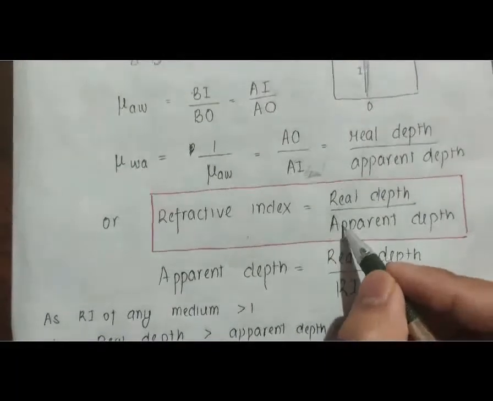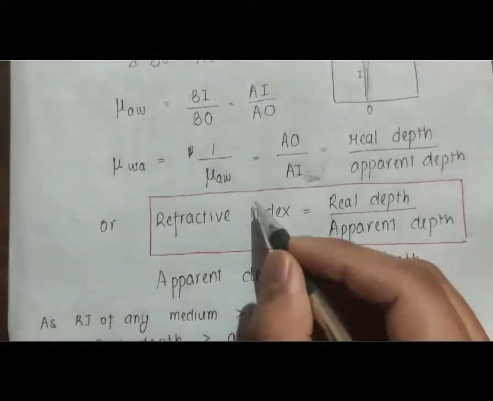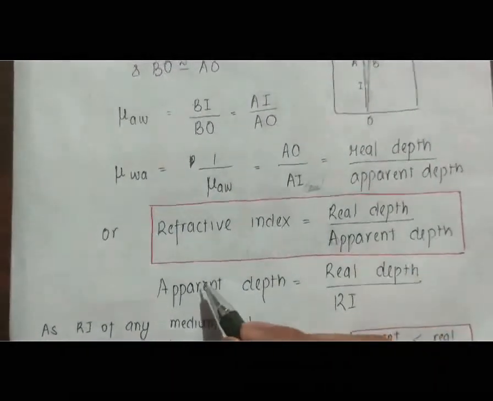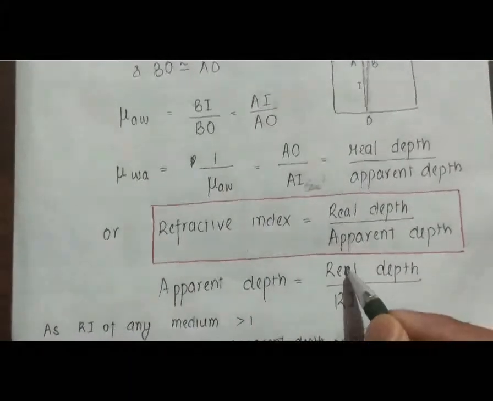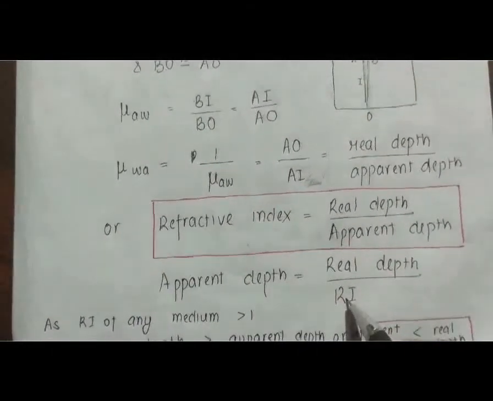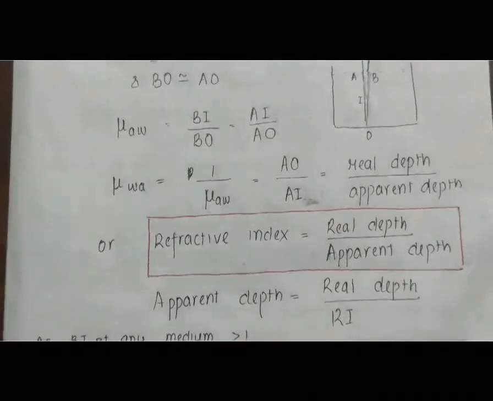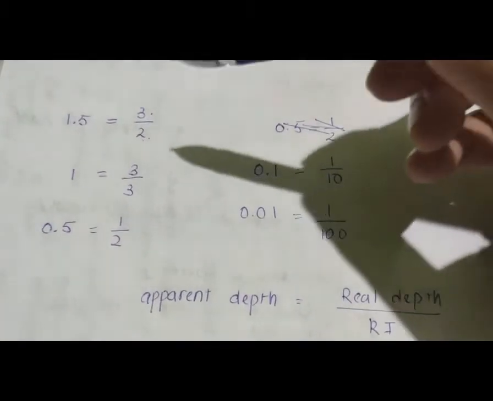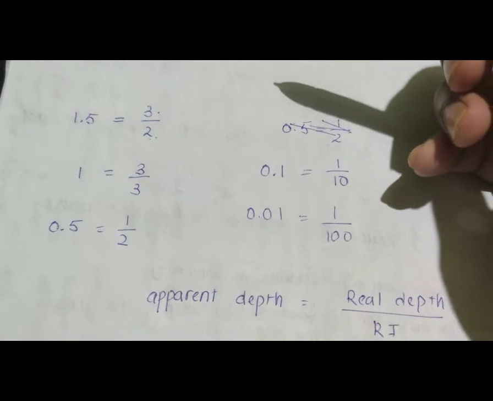Now instead of this, I can move the apparent depth here and the refractive index here. So I can write apparent depth equals real depth by refractive index. Is it clear? Okay, now I'll introduce another concept.